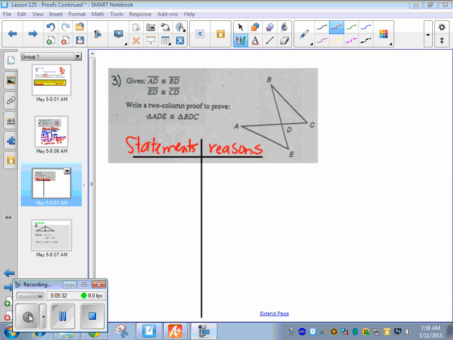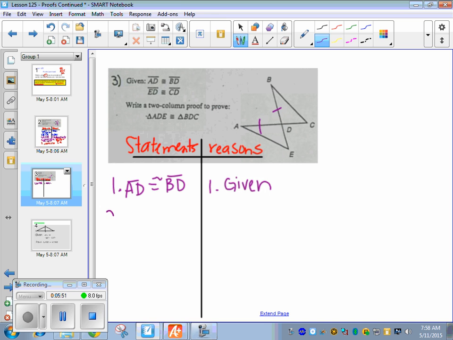All right, Cole, what do you think we should write down first? Okay, good. AD is congruent to BD, and our reason is given. And then we need to mark it. So AD's right here, BD's right here, and we mark it congruent. Okay, Connor, what's the next thing that we should write down? Yep, so we've got ED is congruent to CD, and that would be given.